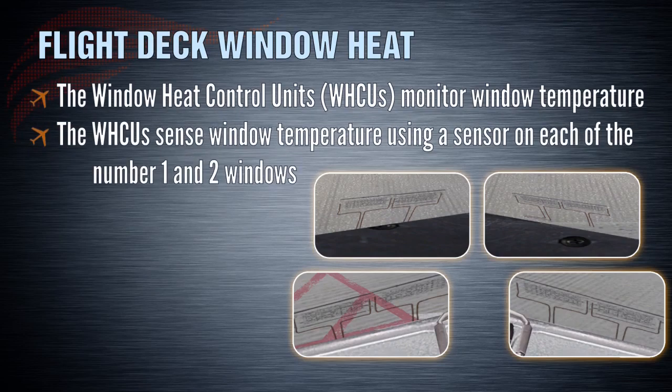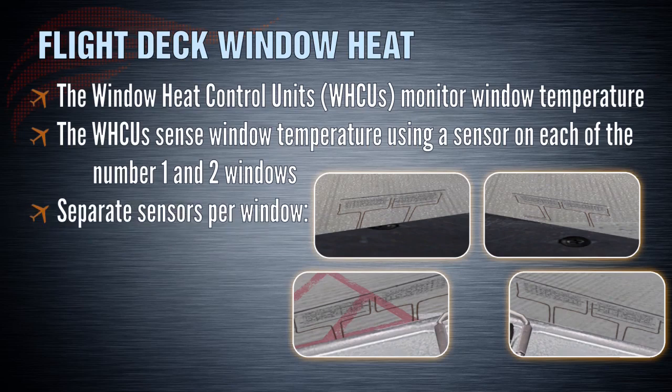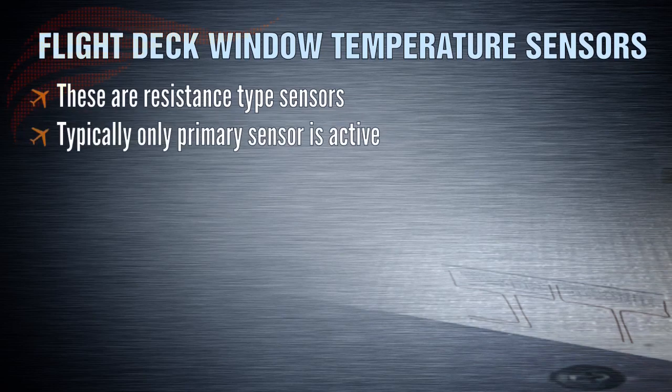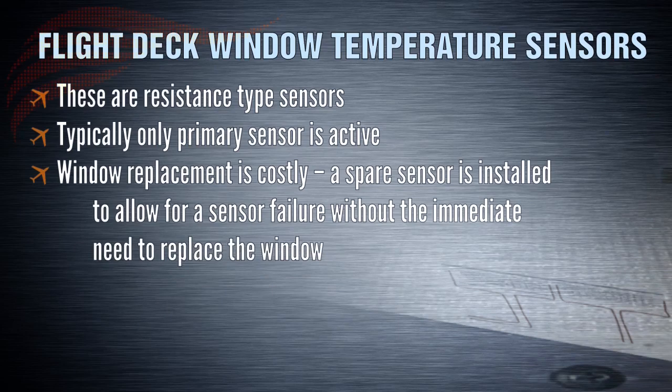The window heat control units sense window temperature using a sensor on each of the number 1 and 2 windows. There are 2 sensors per window, a primary sensor and a spare sensor. These are resistance-type temperature sensors, which sense a change in resistance with temperature. Usually, only the primary sensor is active. Replacing a window is costly, so the spare sensor is installed to allow for a sensor failure without the immediate need to replace the window.